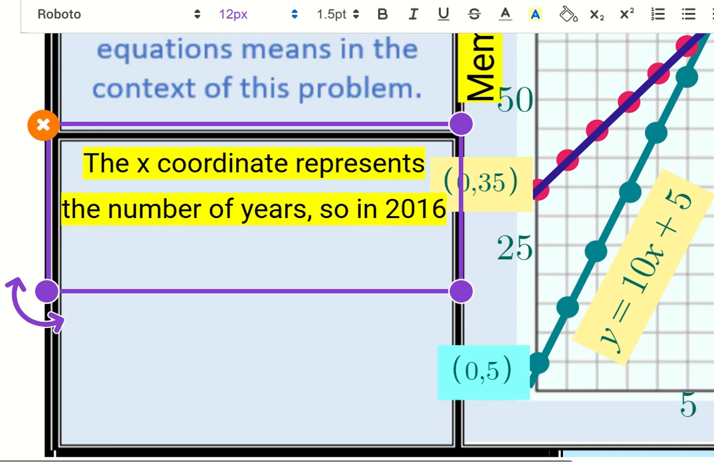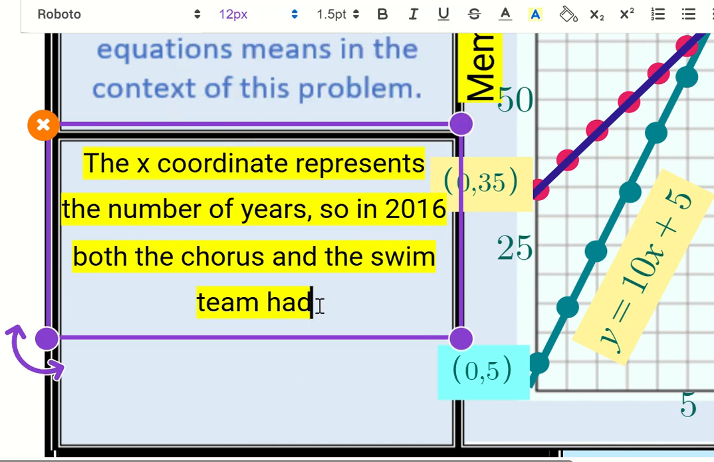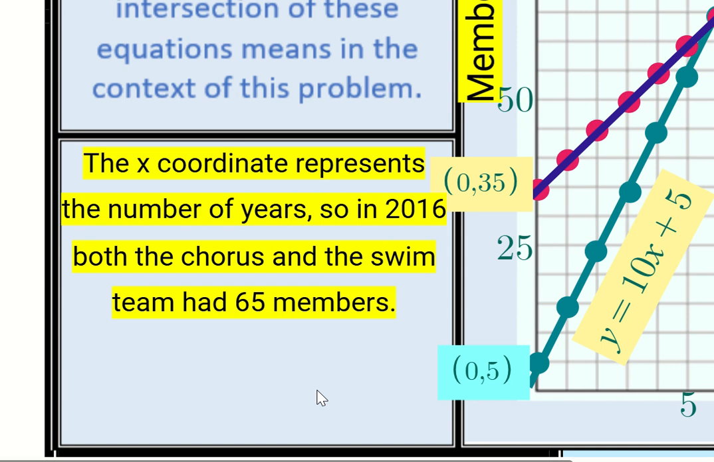So we start with the x-coordinate represents the number of years. So if we add 6 to 2010, we get 2016. So in 2016, both the chorus and the swim team had 65 members. And that's our last 2 points for this system. Because remember, this is the big one. This was number 37 on this exam. 6-point question takes a little bit of work, but when you get in there and do everything, it's worth it.